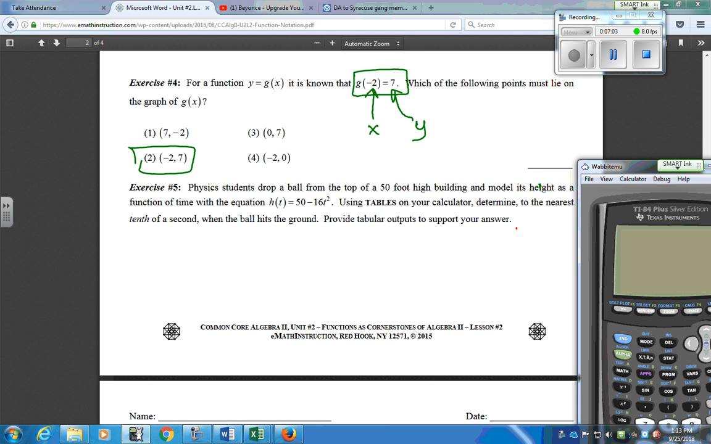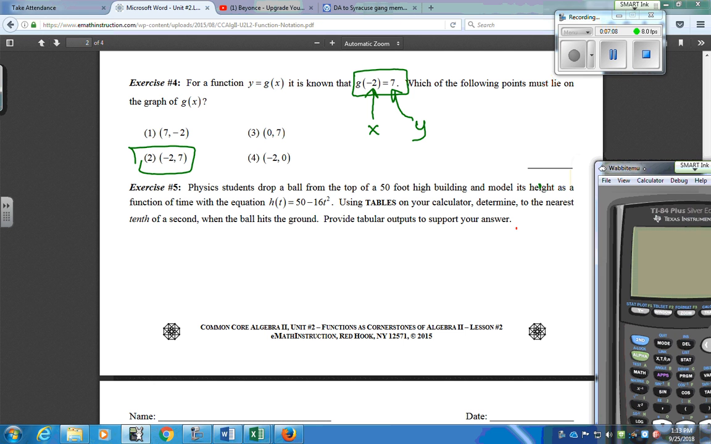Now for the last one, again, we have a modeling question. A physics student drops a ball from the top of a 50-foot high building. So it's got height as a function of time. Height, in this case, looks like it's measured in feet, based on what they tell us. And time, like it says, is going to be measured in seconds. They want us to figure out, to the nearest tenth, when the ball hits the ground.